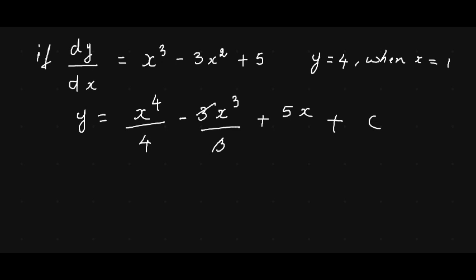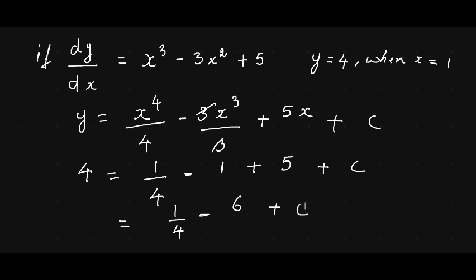So what does it say? It says y is 4 when x is 1. So 4 equals 1 to the power of 4 is 1 by 4, minus x cube is, again, 1 cube is 1, plus 5 multiplied by 1 is 5, plus c. So that one is equal to 1 by 4 minus 1 plus 5 is 6, plus c.